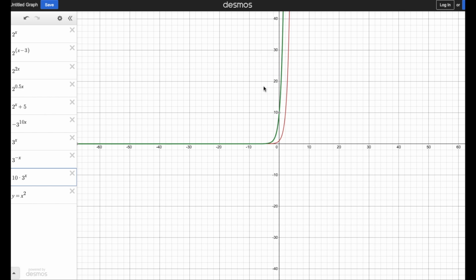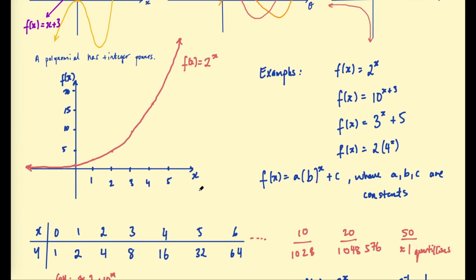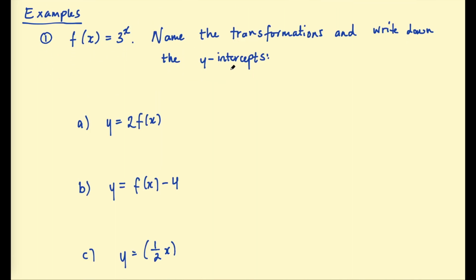Okay, back to our notes. So those graph transformations that we applied to polynomials and trigonometric functions and rational functions also apply to exponential functions, and you need to know how to do that. Let's have a look at some examples then. Here we have the function 3 to the x. It says name the transformations and write down the y-intercepts. So we've gone from f of x equals 3 to the x to y equals 2f of x. So we're multiplying. Effectively, this would look like 2 multiplied by 3 to the x. So that's that constant multiplying by the function that we just said was a vertical stretch.